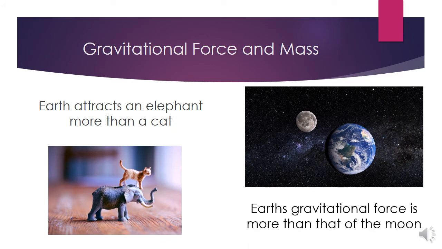Earth's gravitational force is more than that of the moon. What that means is Earth's gravitational force is higher, so that's why the moon orbits Earth rather than the other way around. So mass goes up, force goes up. Earth has more mass, so it has more gravitational force, causing the moon to orbit around the Earth.